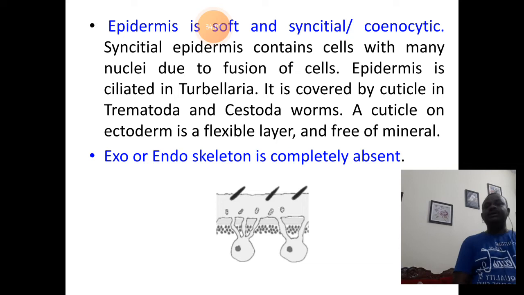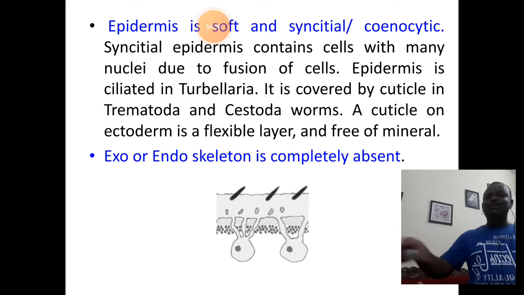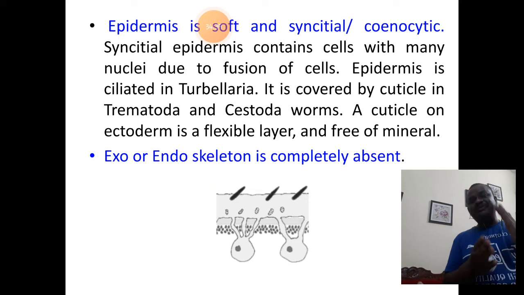The next feature is the body covering. Students, when you look at the body covering of these flatworms, it is generally called epidermis. Epidermis is very soft and it is made up of a special kind of cells which are multicellular, but the cells are all fused. Generally between two cells we find a cell membrane. It is like this, a cell membrane will join two cells.